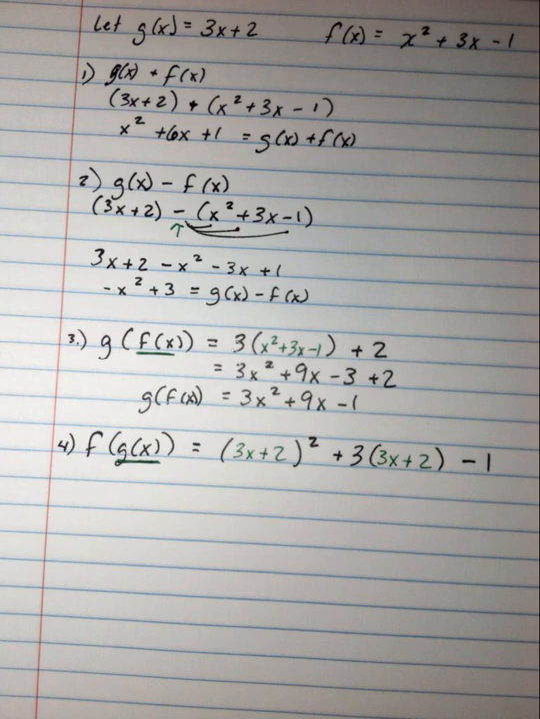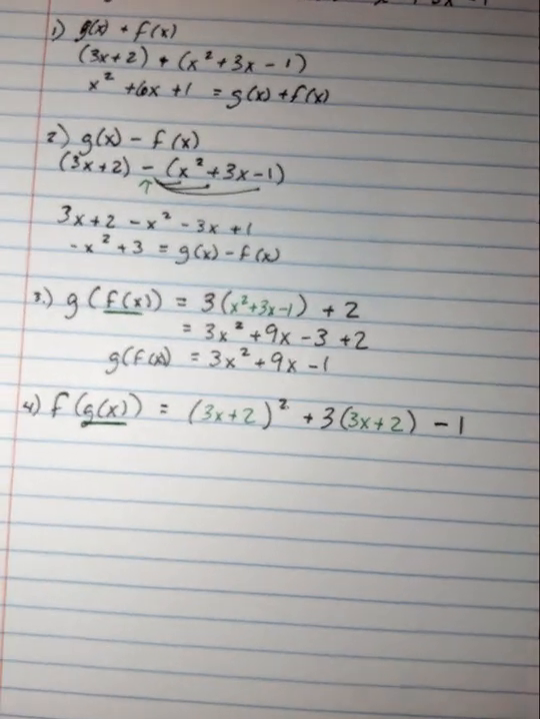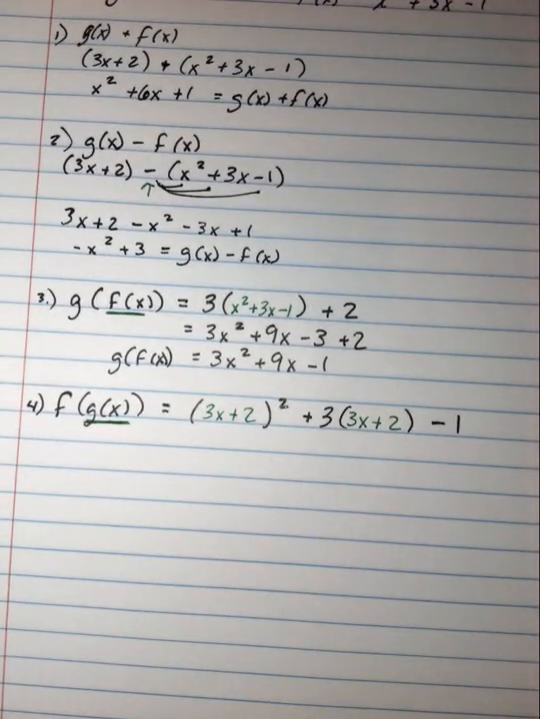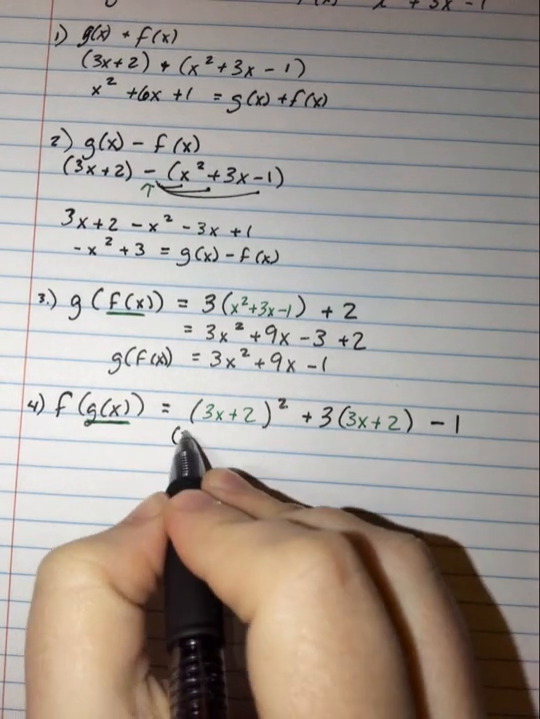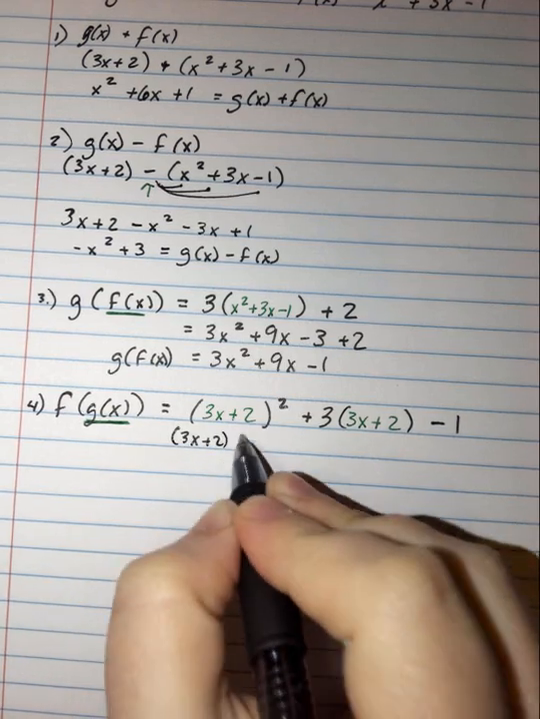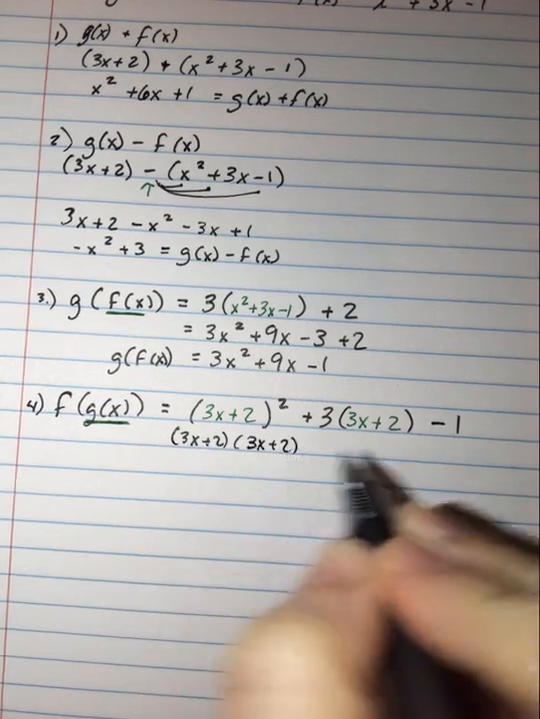Then we have to simplify. Now in this situation, if you're not careful, you're going to make a very big mistake here if you forget what squaring something does. 3x plus 2 squared. Remember, squaring means to multiply by itself. So this is really 3x plus 2 times 3x plus 2.